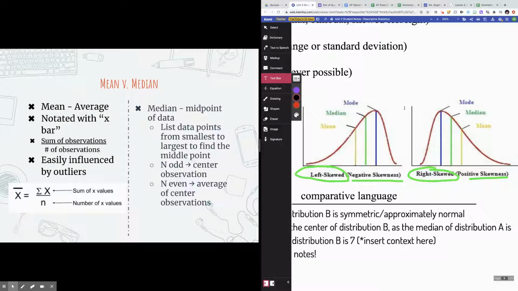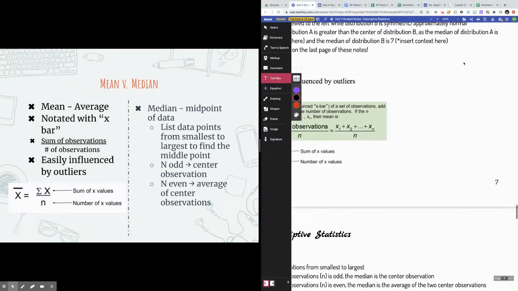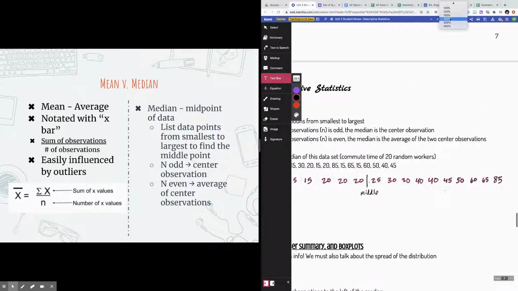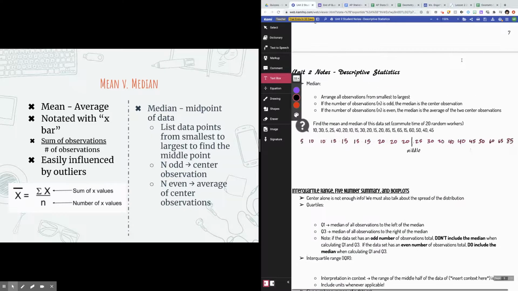If there's no skew, the mean and the median will be the same. But if there is skew, the mean is always going to be pulled towards the skew. So in a left skewed graph, the mean is going to be less than the median. In a right skewed graph, the mean is going to be greater than the median, and that is always going to be true. Okay, I gotta zoom out a little bit here.